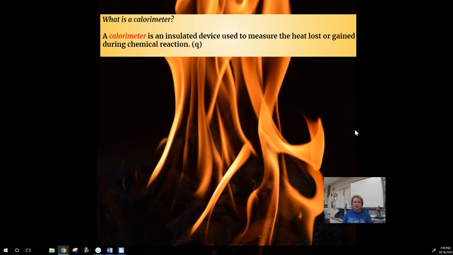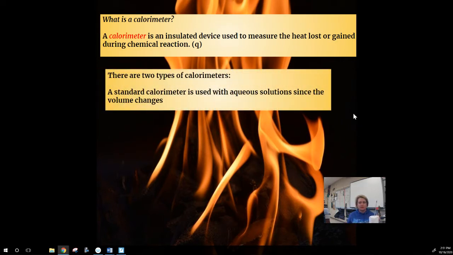So step one, what is a calorimeter? A calorimeter is a device that's insulated. A reaction or physical process is performed on the inside, and since it's insulated, the heat lost by the reaction is trapped inside the calorimeter, and you can measure the temperature change and thereby calculate the heat transfer or the amount of heat. There are two types of calorimeters.